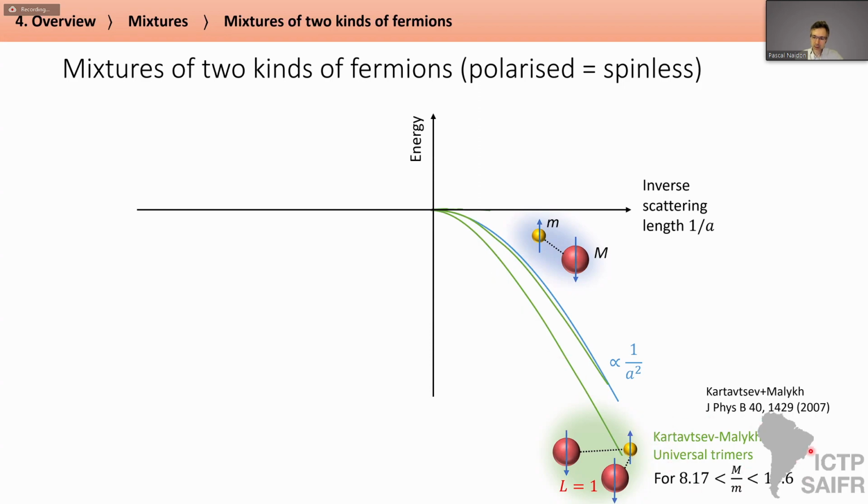It turns out, as found by Kartavtsev and Malykh, that in this range of mass ratio, there can be up to 2 universal trimers that are described only by the scattering lengths, and their energy is proportional to that of the dimer. Okay, and below this critical mass ratio, then there's no trimer.